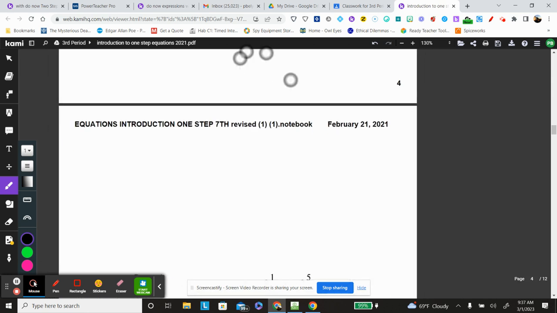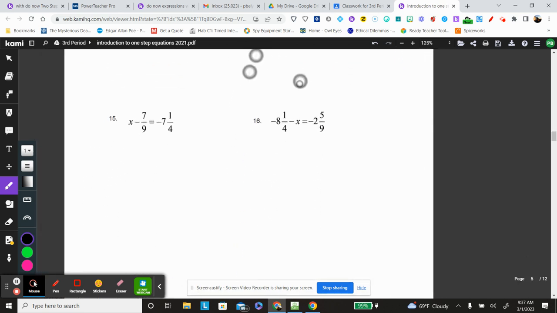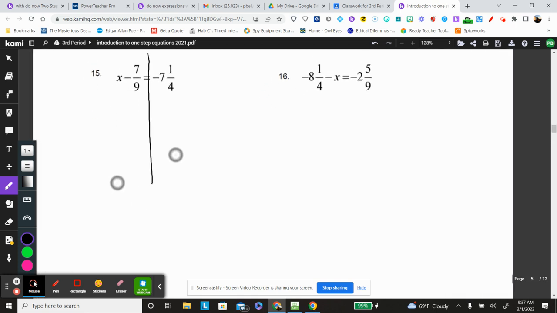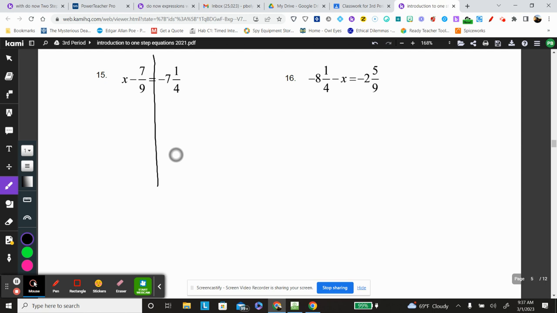Okay, is this what's next? Yes, ma'am. Okay, anybody wanna give me my zero pair? What do I make a zero pair with? Negative 7/9. Okay, how do I make a zero pair with it? Positive 7/9. Okay, let's do that. Let's do it to both sides. These are going to cancel each other out, and I'm left with X.